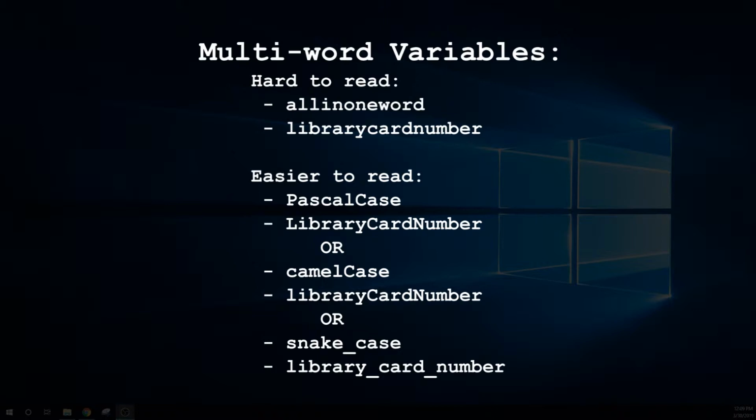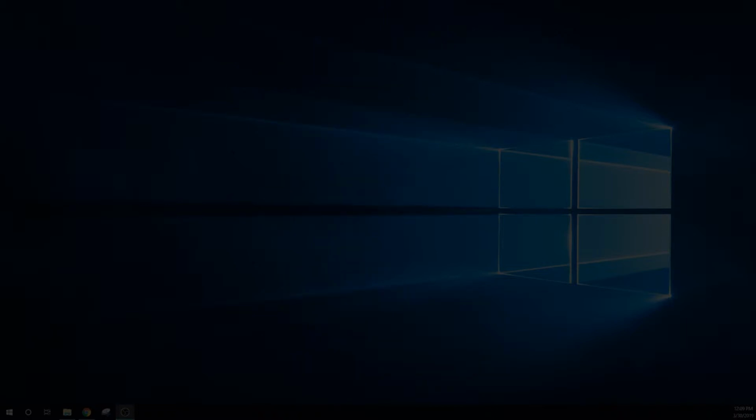The important thing is that you choose one standard for naming variables and stick to it throughout your code. Otherwise, the code gets really jumbled and confusing, and it's really hard to remember variable names. In my opinion, snake case is easiest to read, so that is what I'll be using for multi-word variables in this series. So that's it for naming variables.